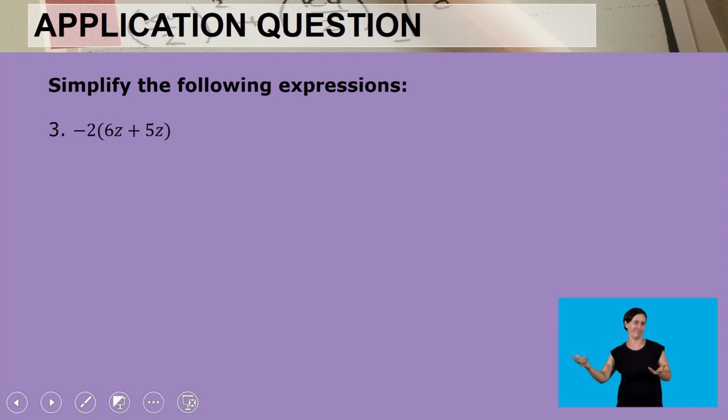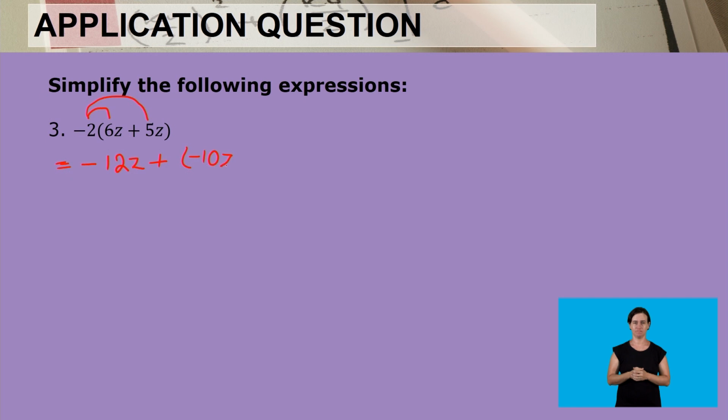Again, we are still simplifying the expressions. Now, we have again a binomial being multiplied by a monomial. -2 multiplied by 6, that is going to give us a -12. And because there are no other variables there, that is going to be a z, and we're going to write it as it is. Then we are adding in this bracket, then we are going to say there a -12 multiplied by a 5, that is going to be a -10. And there is that variable of a z.